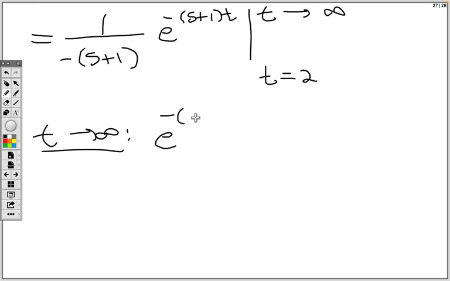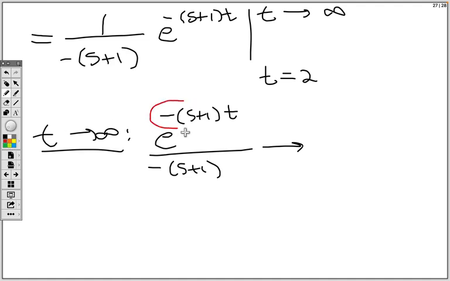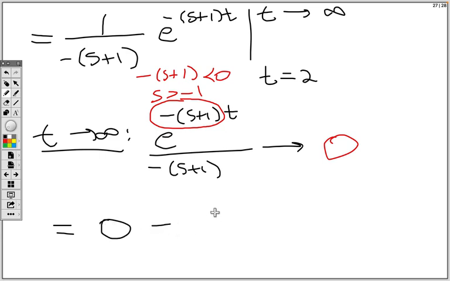I've got my e^(-(s+1)t) over -(s+1). In order to guarantee this actually goes somewhere and doesn't blow up, we would have to assume that this exponent is negative. So I need -(s+1) to be less than 0. So I would need s to be bigger than negative 1 for that to work. So then that's going to go to 0. So I would get 0 minus this. I plug 2 in there.